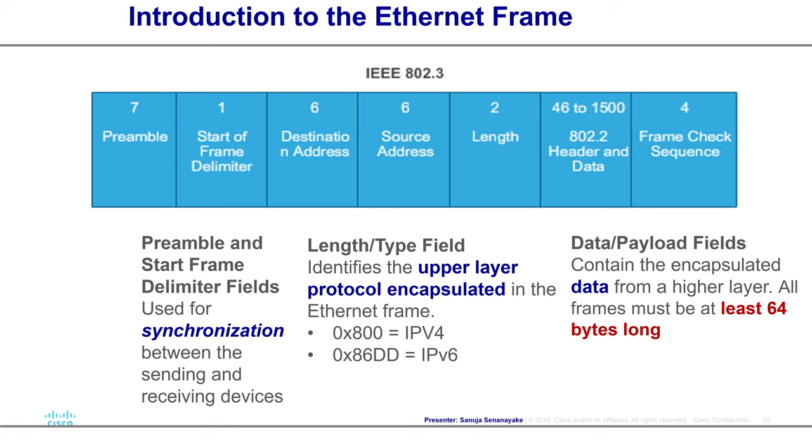For example, in IPv4, we have 0x800, and in IPv6, we have 0x86DD. Those are like the upper layer protocol encapsulations. Then the data field or payload field contains the encapsulated data from a higher layer. All frames must be at least 64 bytes long. So that is an important concept. Right here, we have the data or the payload field, and that has to be at least 64 bytes in length, the actual payload itself, the actual data itself.